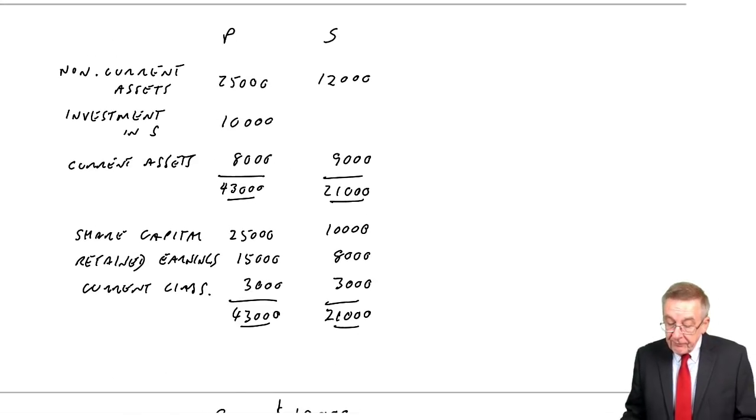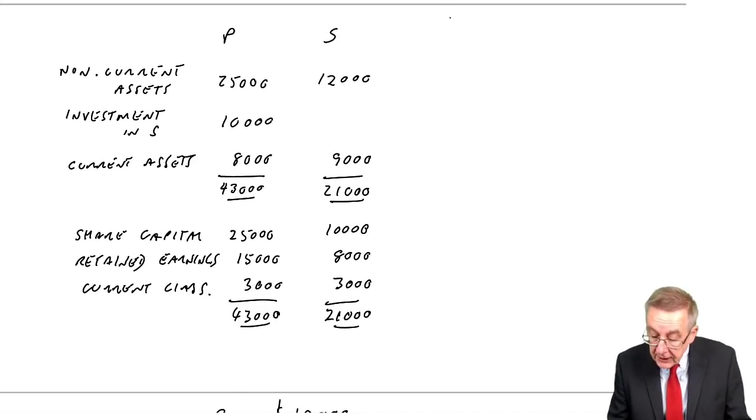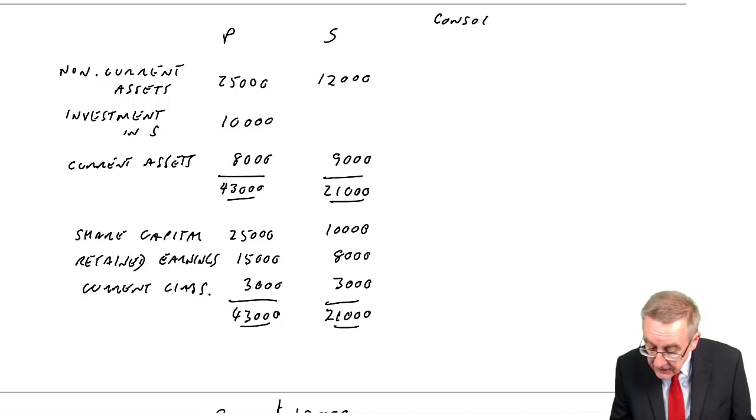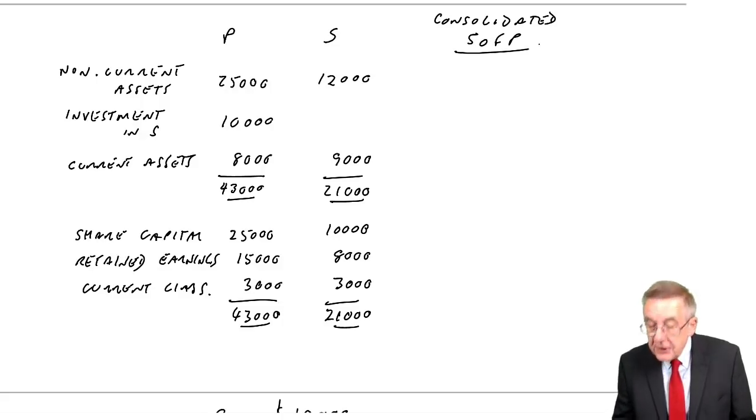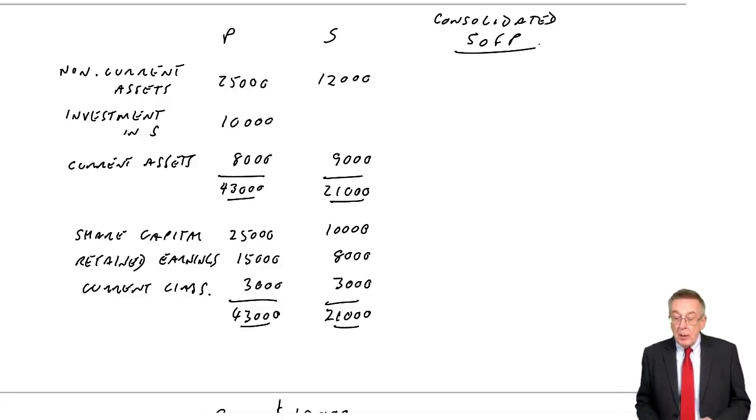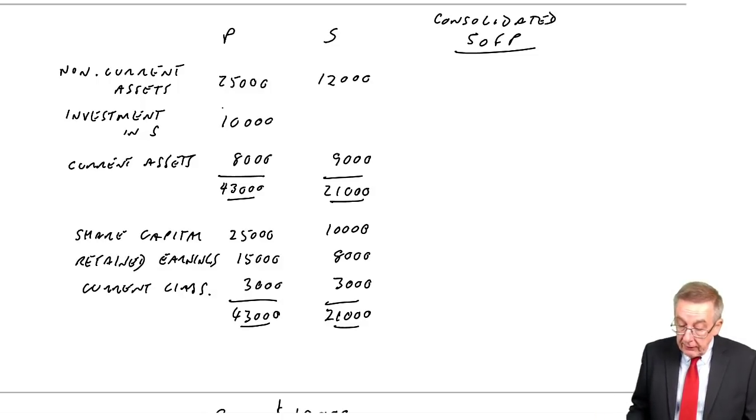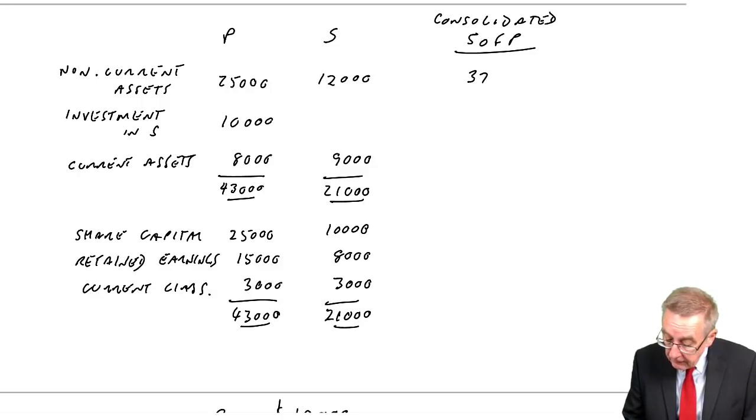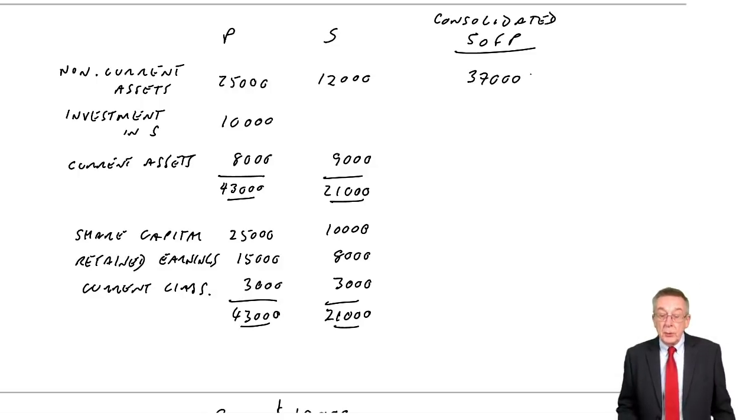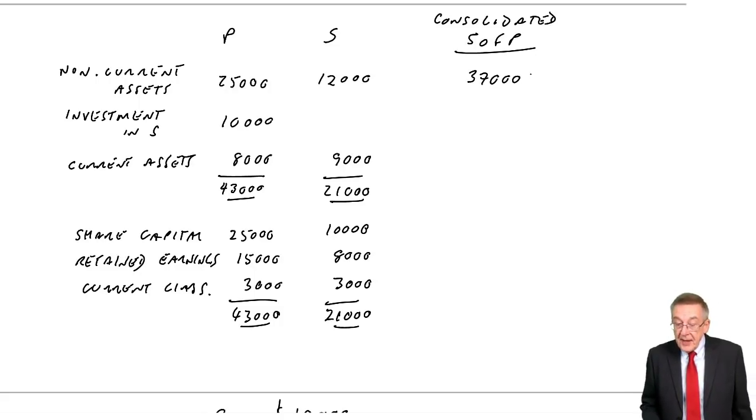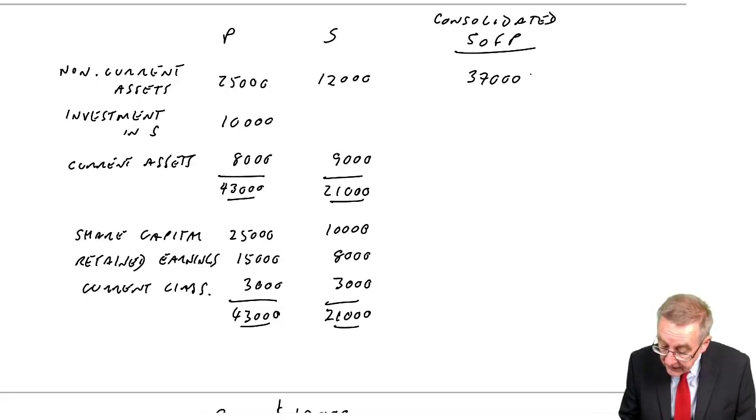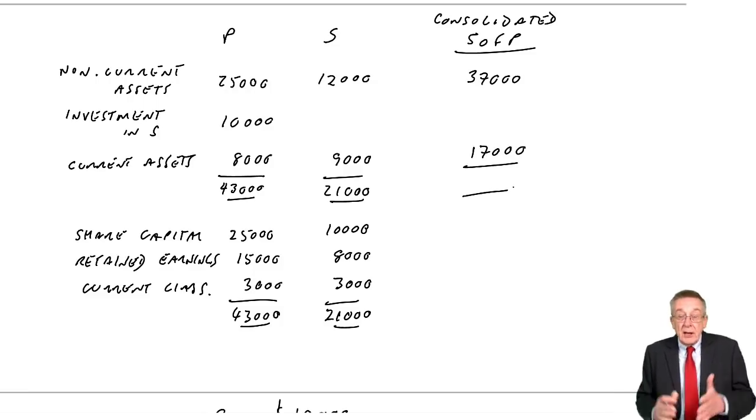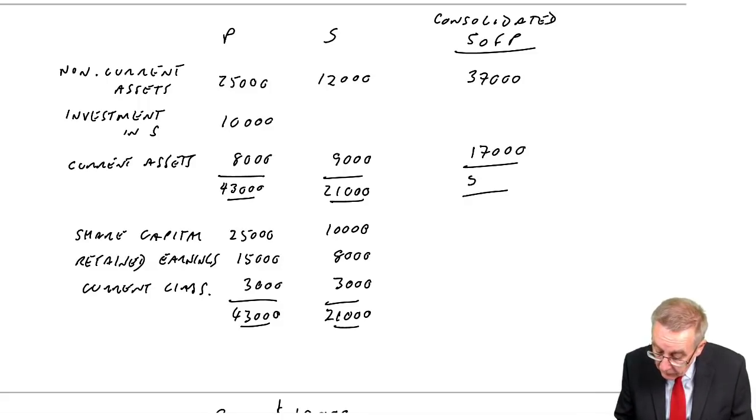Having said that, let's now produce the consolidated statement of financial position. That's what we call it when we produce this statement as though it's one big company. If we treat it as one big company, the non-current assets, add them up. In total, the two together own 37,000. The current assets, add them up, a total of 17,000. And so the total assets of the combined company are 54,000.